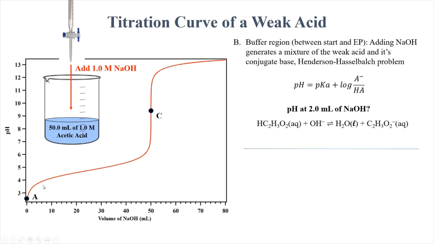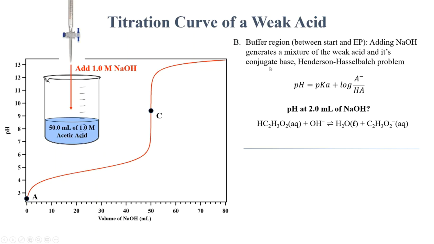Okay, so now let's look at what happens when we start to add some base. Any point after zero and before the equivalence point is going to be in what we call the buffer region. When we add some OH minus, it is going to react with our weak acid to make water. That's going to pull the proton off, and make some acetate. So adding any OH generates a mixture of the weak acid and its conjugate base.